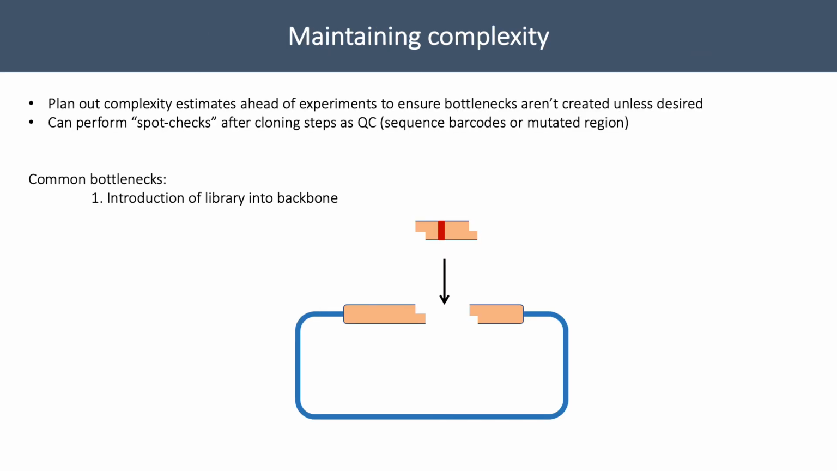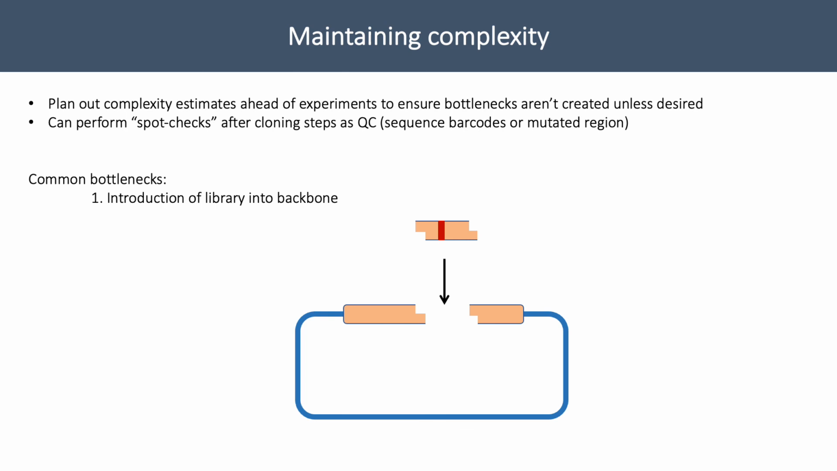So lastly, I just want to touch on complexity. And what I mean here is maintaining the overall abundance of clones or the overall number of variants throughout all the processes of your library prep and screen. So you want to essentially minimize the opportunity where you could introduce a bottleneck where a significant portion of your clones or variants are going to drop out of your library. This can arise at multiple stages.